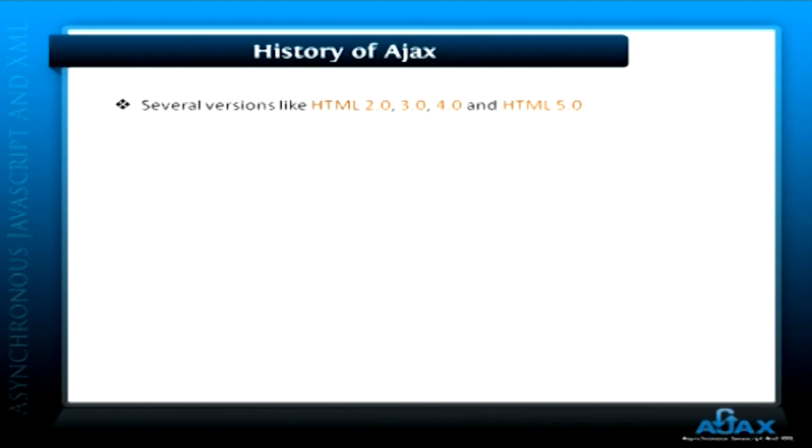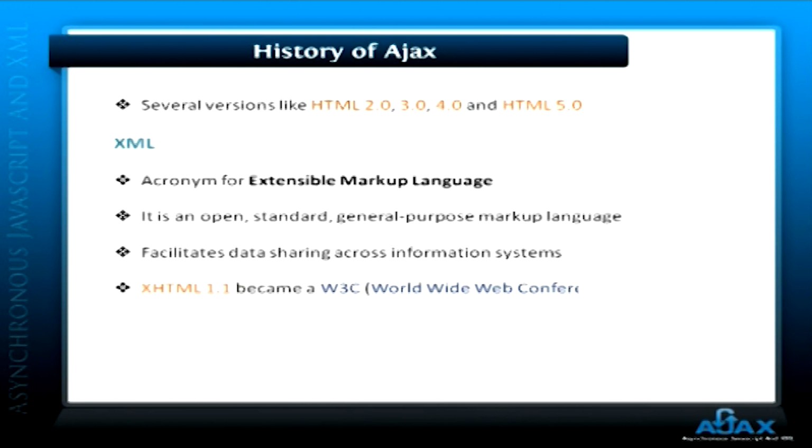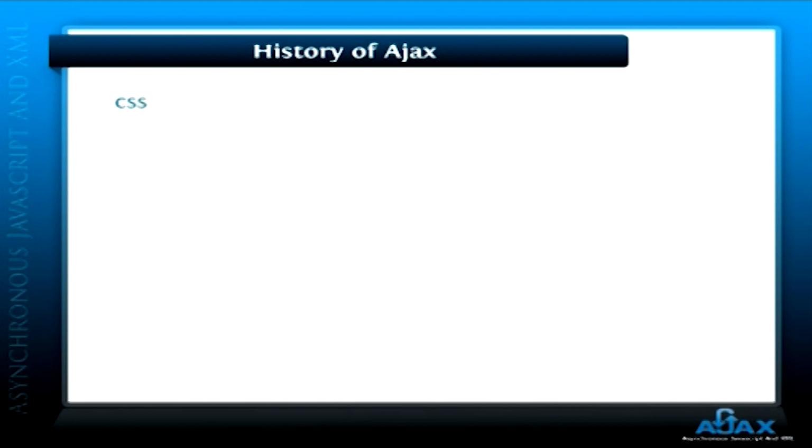Let's see a small history of XML. XML is an acronym for Extensible Markup Language. It is an open, standard, general-purpose markup language that facilitates data sharing across information systems, particularly those connected via the Internet. The latest version, XML 1.1, became a W3C, World Wide Web Consortium, recommendation. I hope this information is more than enough, so now let's move to our next component.